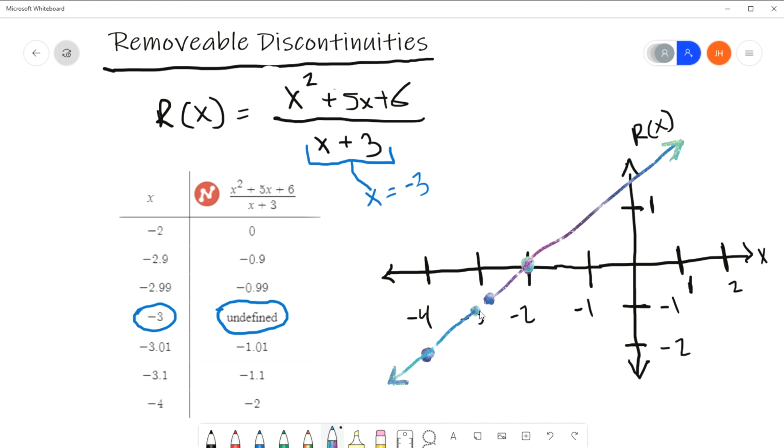So what I like to do, and what we will do in our class, is draw a little hole there. This hole here represents the fact that there is no value at negative 3. So I'm going to label that as negative 3, comma, undefined.